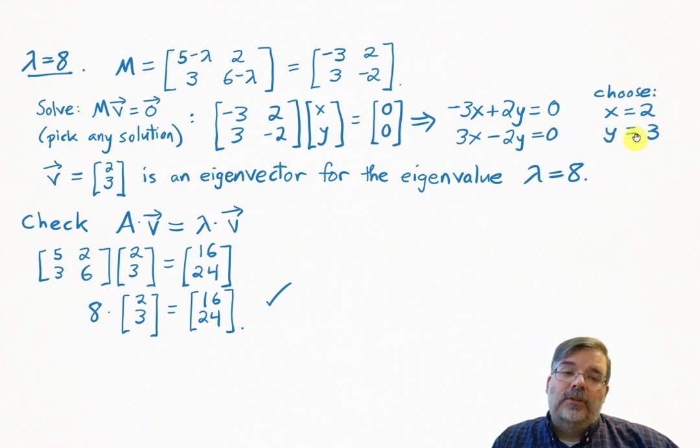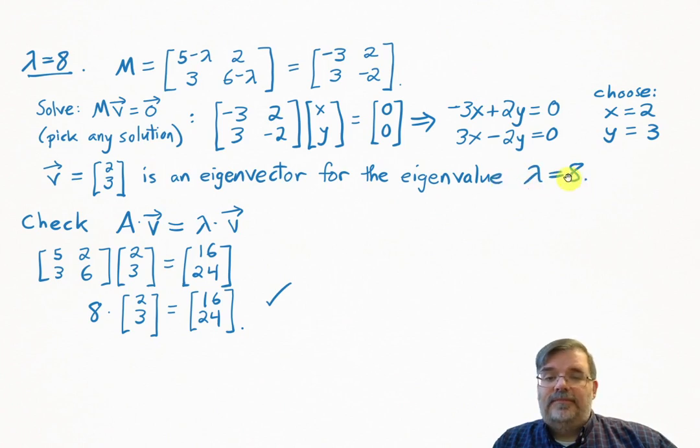And there are other solutions. In fact, any multiple of these solutions would be another solution. But in this case, this is an eigenvector. V equals 2, 3 is an eigenvector for this eigenvalue, lambda equals 8.